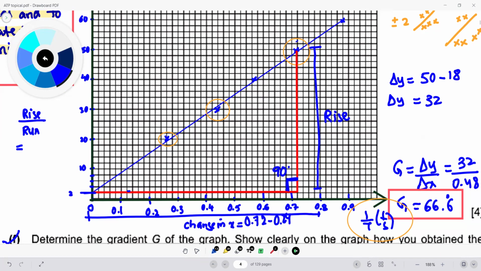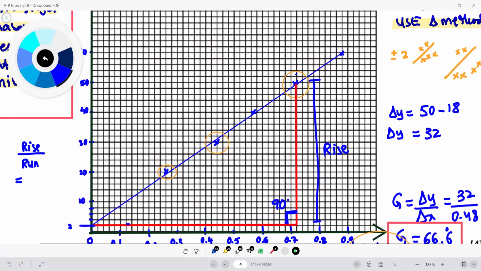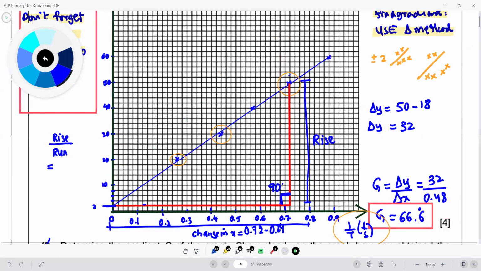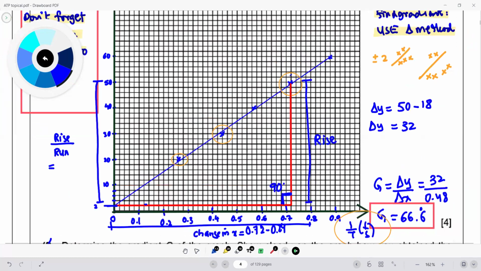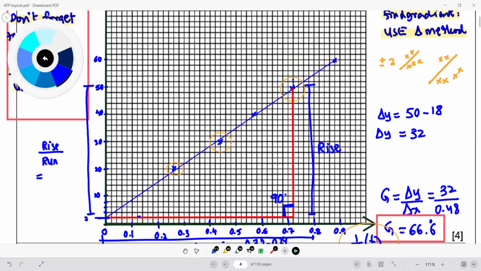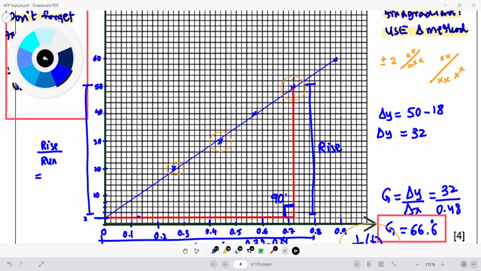So I guess it's starting to go up from 2, and it has gone up to 50. What do you think? From 2 to 50. If I look very closely, it's not 50, it's 48. So it's not 50, it's 48. You need to be careful about all of this, okay? So from 2 to 50, the rise, I guess, is 48 over the run.